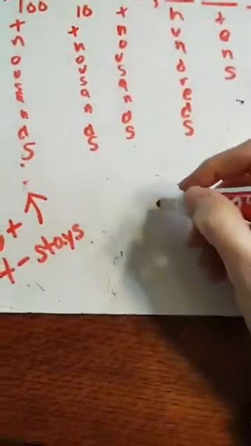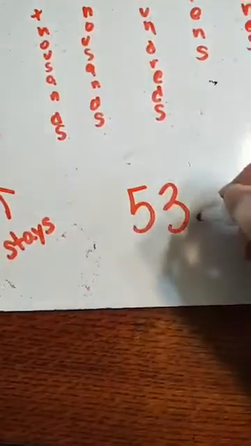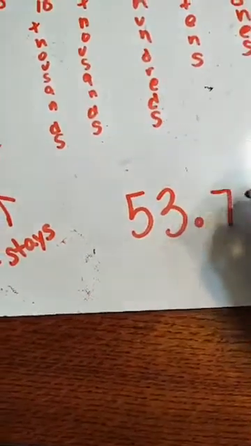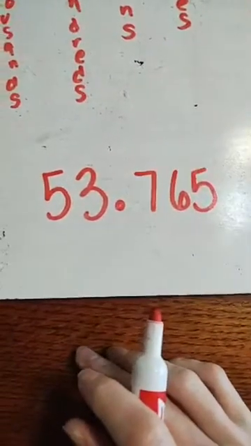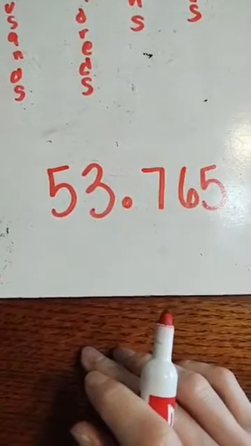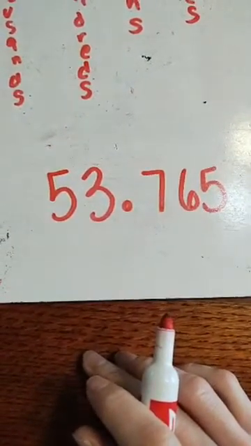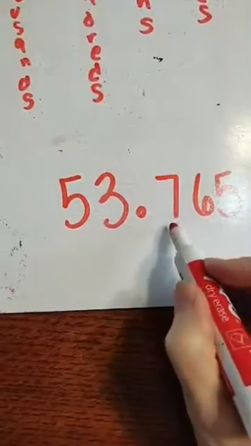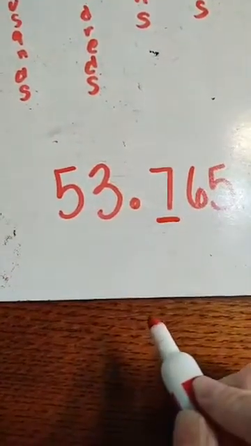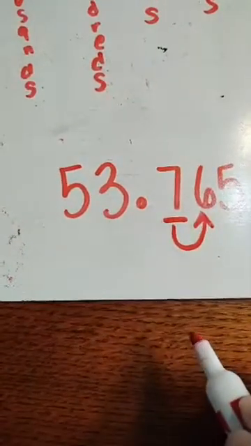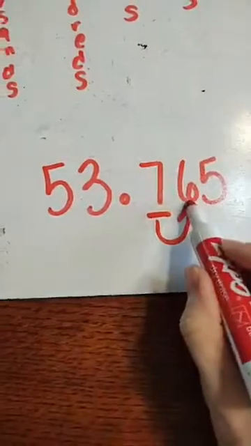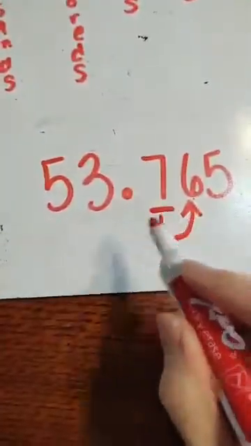All right, let's try one more, 6th graders. We're going to have our number 53 and 765 thousandths, and we want to round to the nearest tenth. Which number are we going to underline? You got it. 7 is in the tenths place. And which number are we looking at to decide? You got it. My 6. It's greater than 5, so my 7 rounds up.